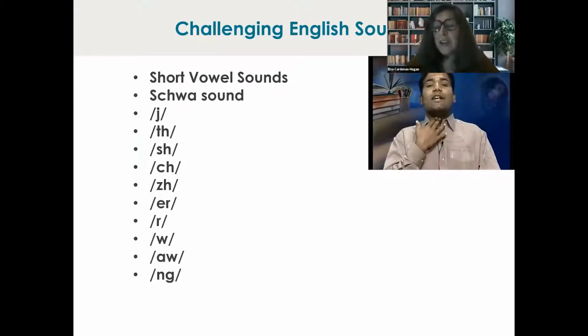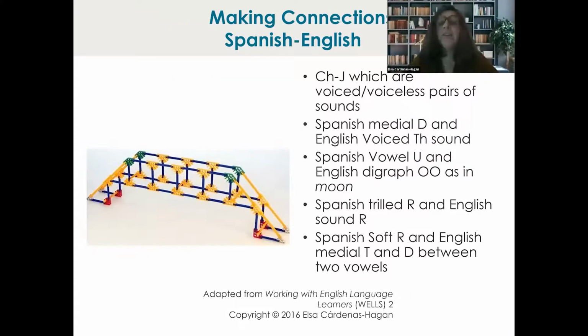So what's going to be challenging for them? Oh, those short vowel sounds, the schwa sound, the sound of J, or the sound made with your tongue sticking out. It has two sounds, both voiced and unvoiced, which is just air, and the sounds like sh and j. Those are challenging for our students who are learning English as their second language. So I'm going to give you some strategies.